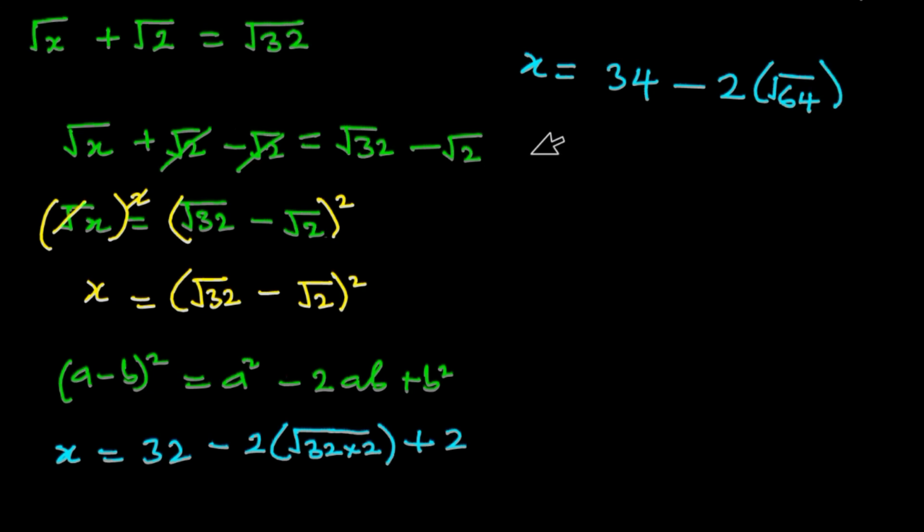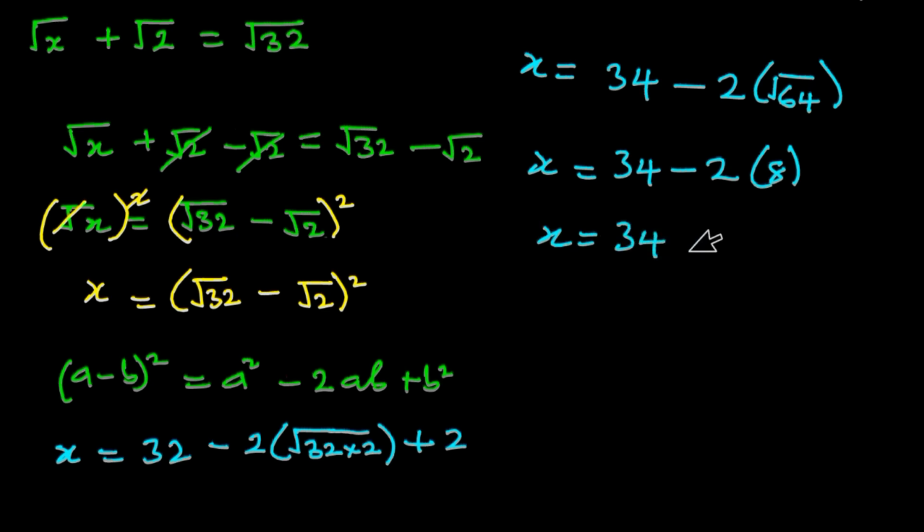Right. So I will simplify this further. Our x is equal to 34 minus 2 into square root of 64 is equal to 8. Right. So our x is equal to 34 minus 2 times 8 is equal to 16. And then our x is equal to 34 minus 16 is equal to 18. So guys, this is the value of x.